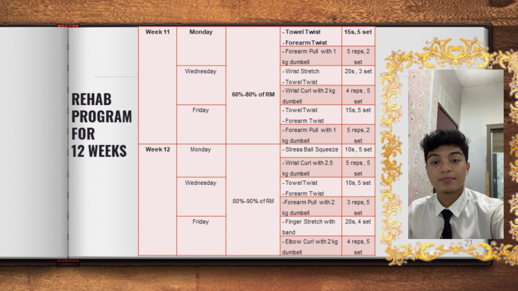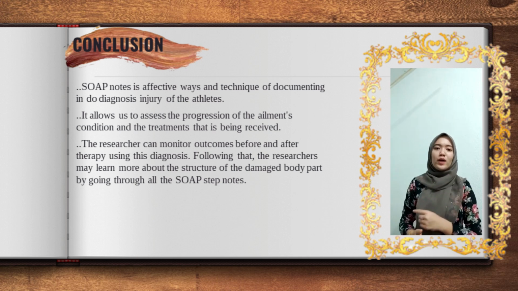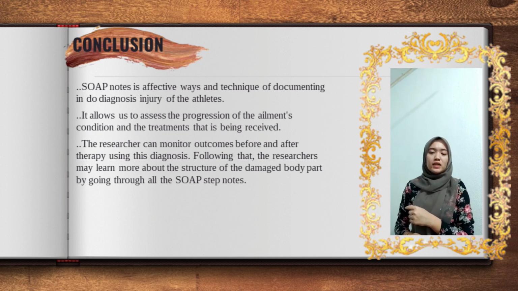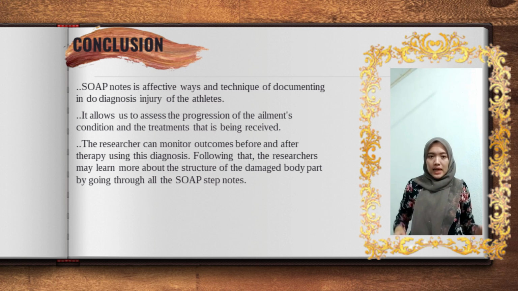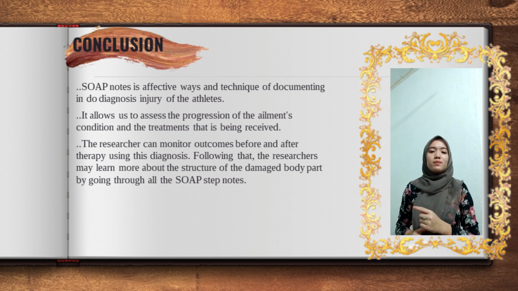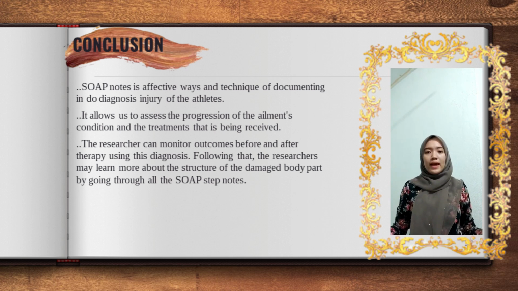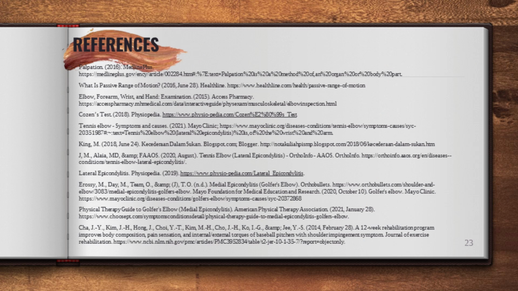Thank you. To conclude the presentation, SOAP notes is an effective way and technique of documenting the diagnosis of injury of the athletes. It allows us to assess the progression of the athlete's condition and the treatment that is being received. The researcher can monitor outcomes before and after therapies using this diagnosis. Following that, the researchers may learn more about the structure of the damaged body part by going through all the SOAP notes steps.